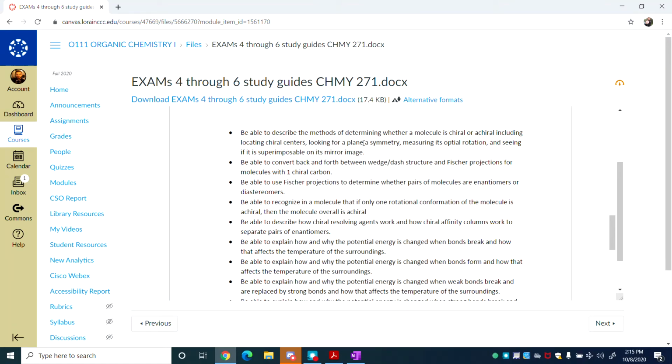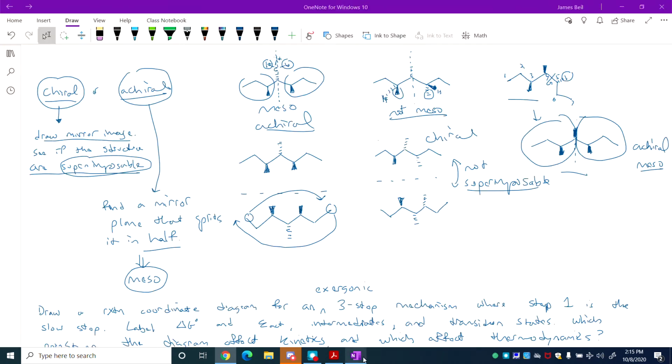Looking for a plane of symmetry. We just talked about that. The plane of symmetry we're talking about here is the mirror plane. If there's a mirror plane of symmetry where one half is a reflection of the other, it's definitely achiral and it's definitely a meso compound.